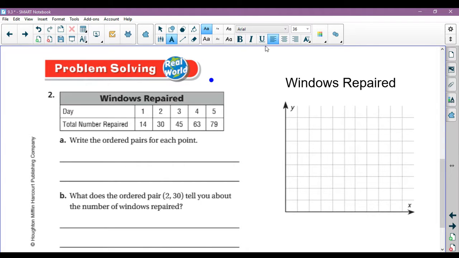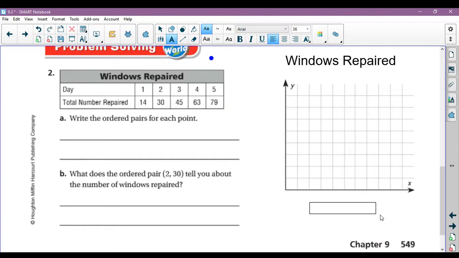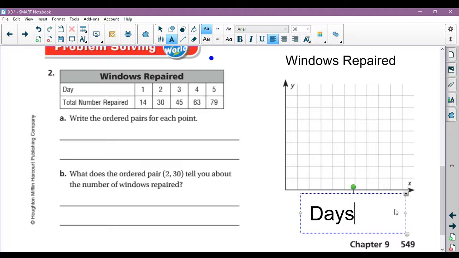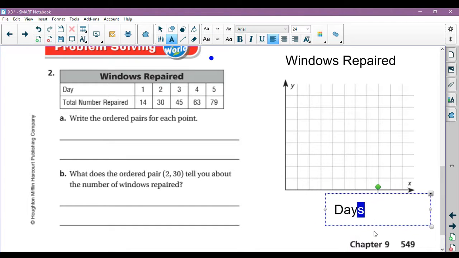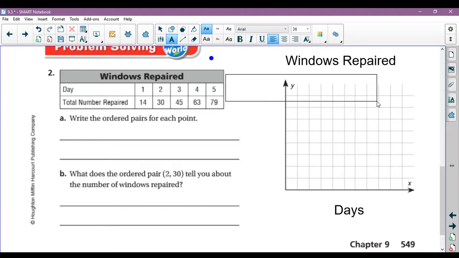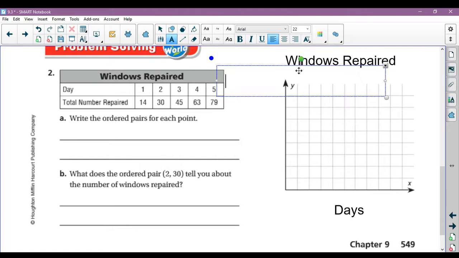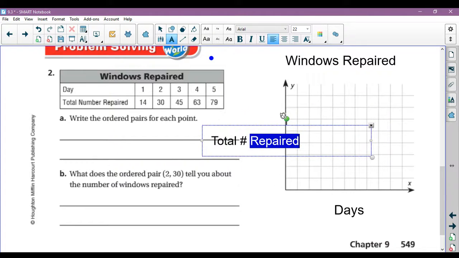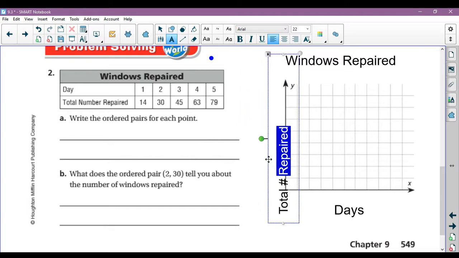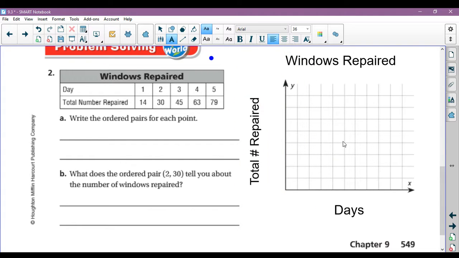So I think it would make sense to me for us to do the days down here. Make this not so ginormous. Okay, our days. And then on this side, we'll do the total number repaired. Yeah, pull this down here. Flip it around. I'll put that right there. Okay, so now we need to look at our numbers.